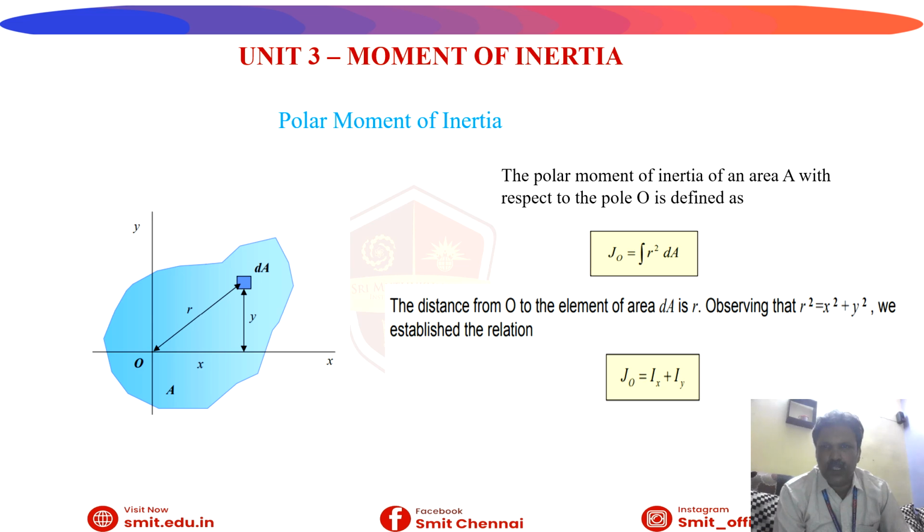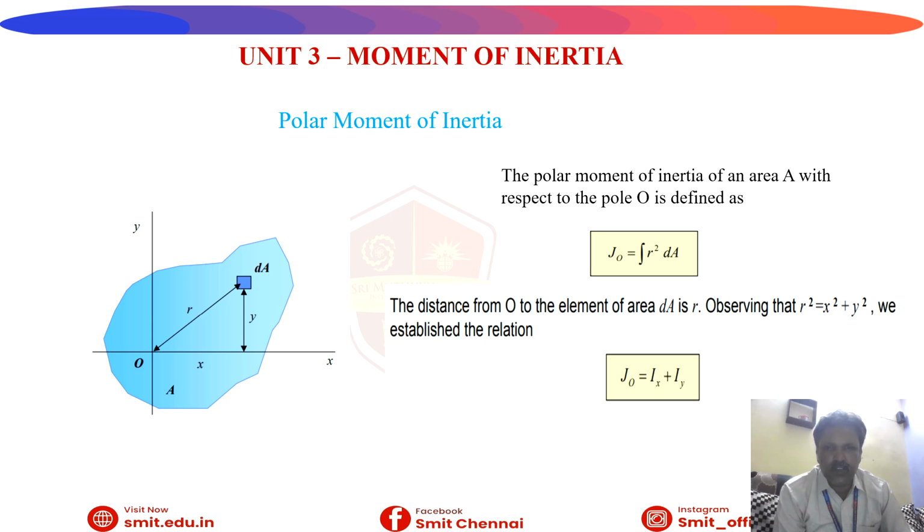The polar moment of inertia of an area A with respect to pole O is defined as Jo equal to integral of r square dA. The distance from O to the element dA is r, observing that r square is equal to x square plus y square. Therefore, the relationship you will get is Jo equal to Ix plus Iy. Here, you must know that this is the equation we have already used, that is r square equal to x square plus y square. We used it in the previous session also.